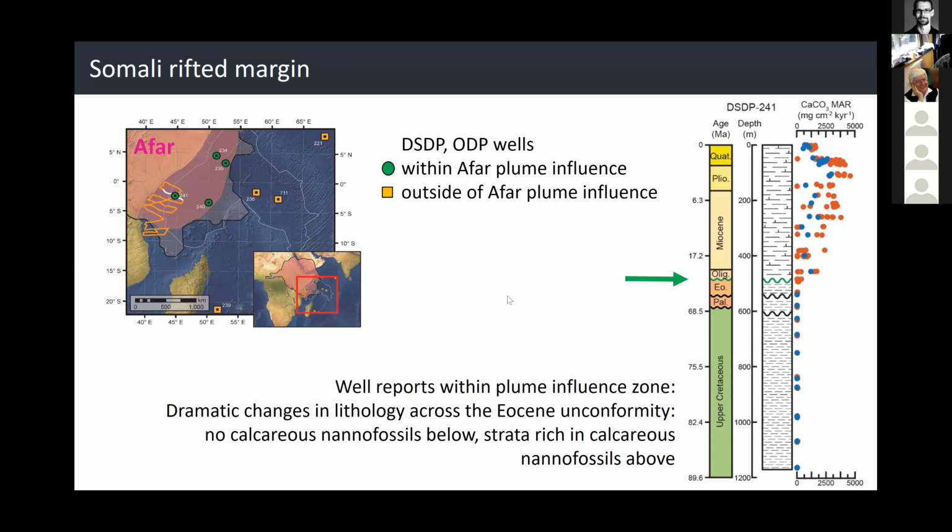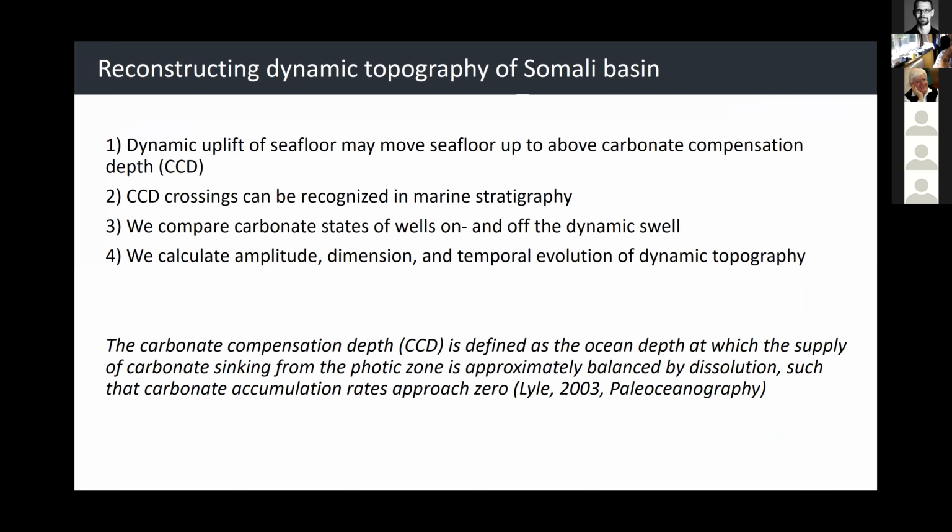So we're using this change in lithology to mark dynamic uplift of the ocean floor, and we do that making use of the carbonate compensation depth, or CCD, in the ocean basins. Dynamic uplift of the seafloor as a result of the Afar plume may move the seafloor up to above this carbonate compensation depth. Such CCD crossings can be recognized in marine stratigraphy, so they mark changes in lithology.